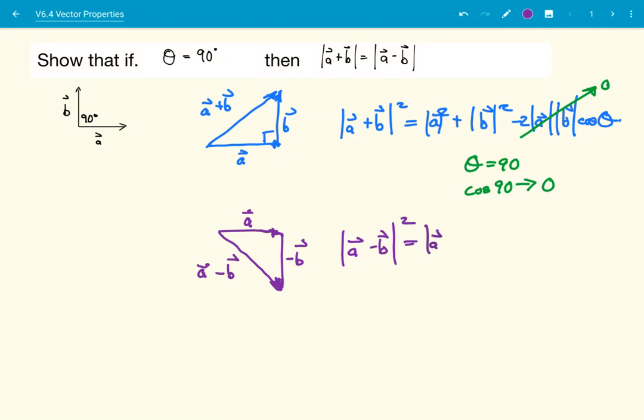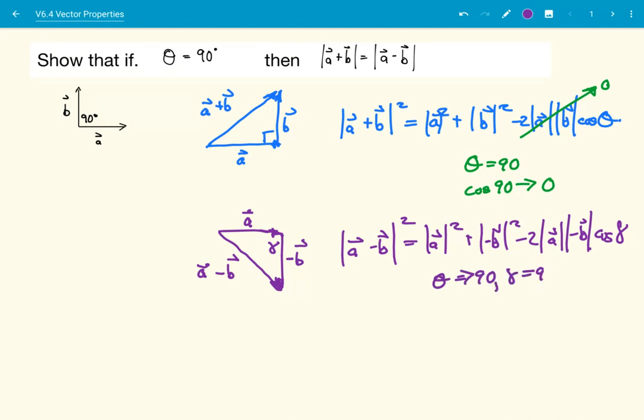squared is the magnitude of A squared, plus the magnitude of B squared, minus 2 magnitude of A, negative B. But magnitude, of course, is always just positive. I'll call this gamma. If theta is 90, then gamma is also 90, because 90 plus 90 is 180.